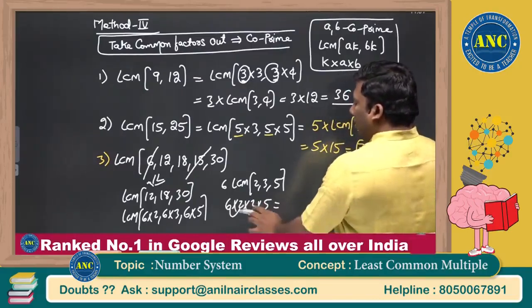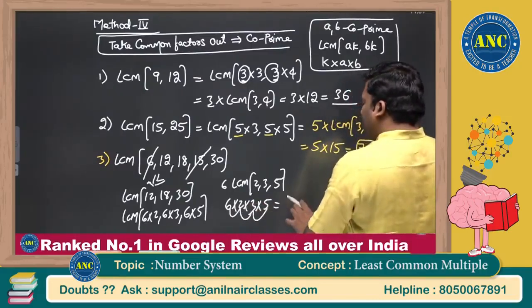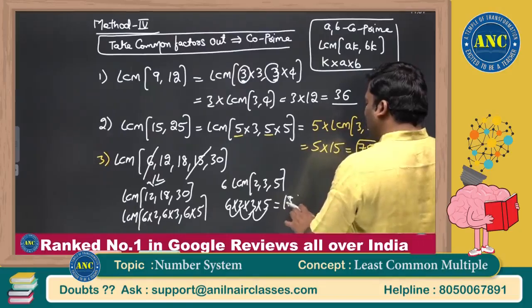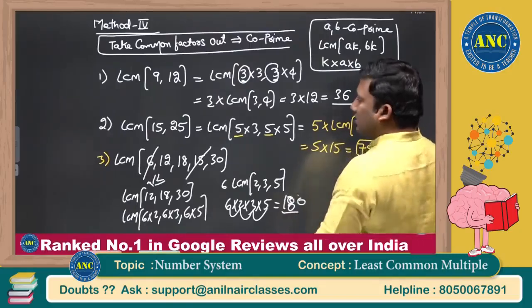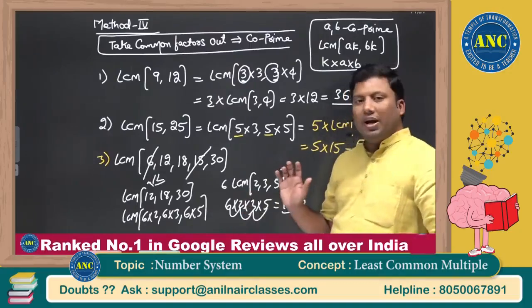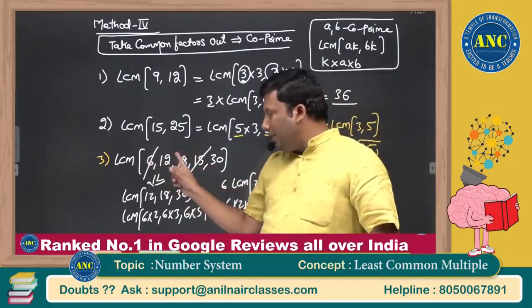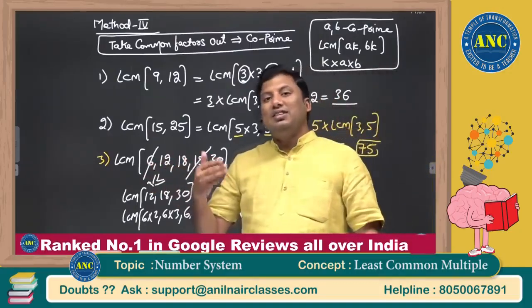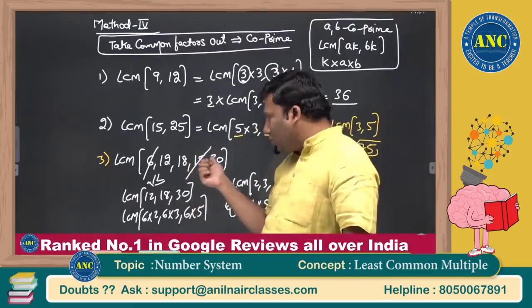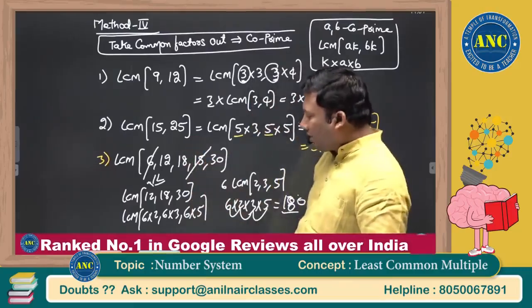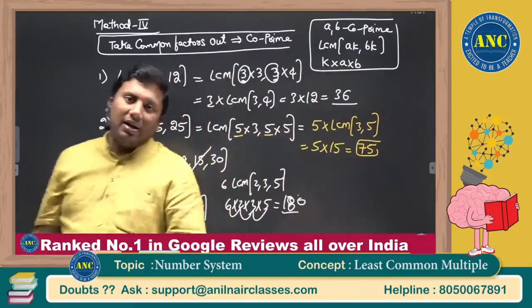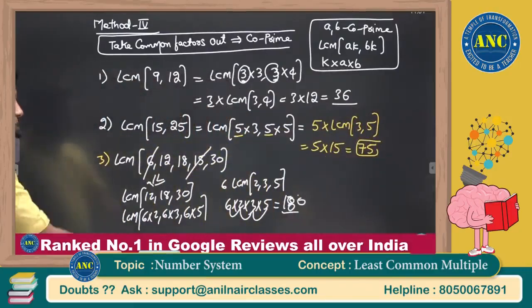6 2s are 12. 12 3s are 36. 36 5s are 180. I hope the idea is clear. 6 should be eliminated. Why? Because 6 is a factor of 18. 15 should be eliminated because 15 is a factor of 30. That 5 numbers have been condensed to 3 numbers.